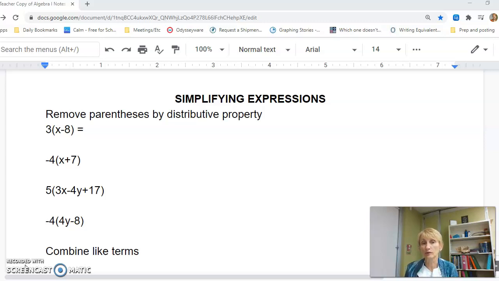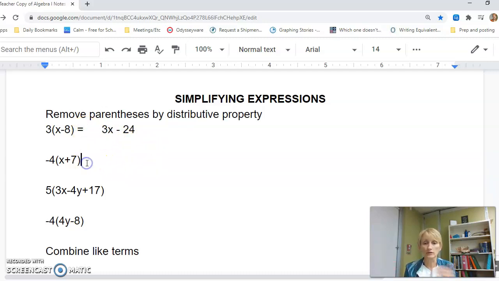So to remove parentheses with distributive property, first you might say, why do I have to do this? Well, I can't do x minus 8 because I don't know what x is, right? But I can simplify this by taking the 3 times the x and the 3 times the negative 8, right? So 3 times x is just simply 3x. And 3 times negative 8 would be negative 24. And that's our answer.